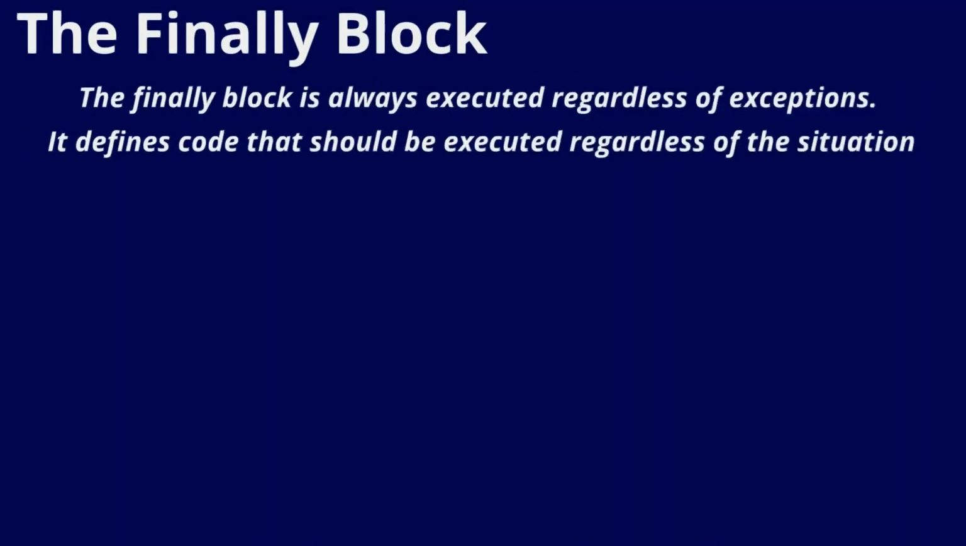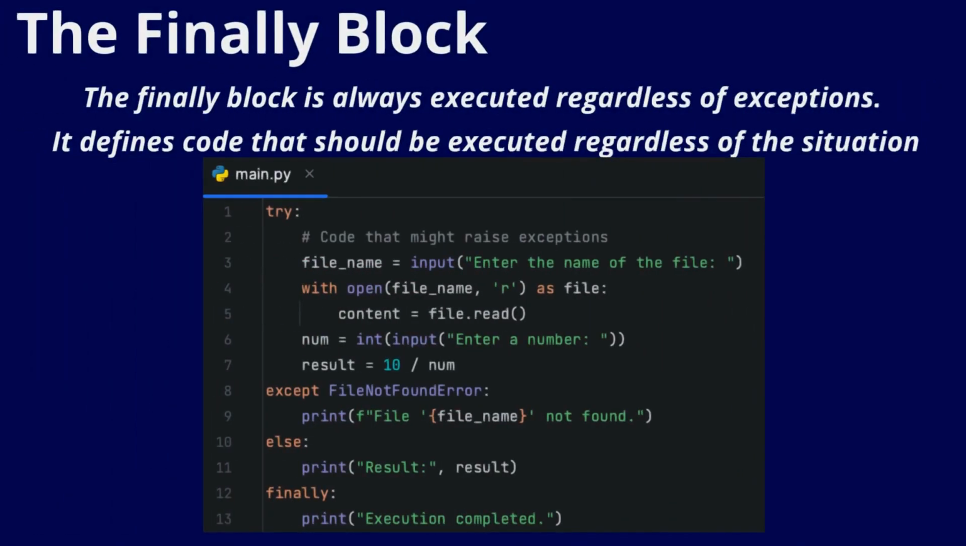Number 7, the finally block. The finally block is always executed regardless of exceptions. It defines code that should be executed regardless of the situation, such as releasing resources or performing cleanup operations. If an exception is thrown or an early return statement is made, the finally block ensures certain actions are taken.